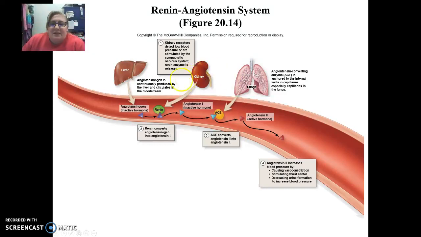This is your figure that shows the renin and angiotensin activity. So the kidneys produce angiotensinogen, which is an inactive protein hormone. The kidneys produce renin. And so we're looking at low blood pressure. So we're going to raise the blood pressure back up to where it's supposed to be. This is negative feedback. Kidneys release the renin.